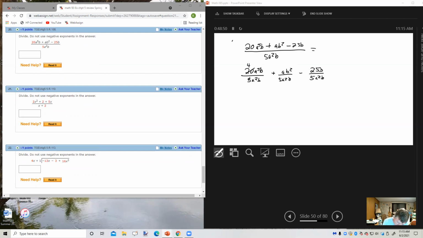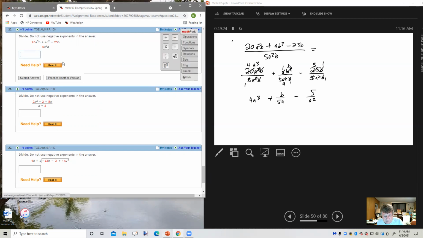20 over 5 is 4 over 1. A to the 5th over a squared is a cubed, and b over b reduces down to 1. So I've got 4a cubed plus a over a squared is 1 over a, and b squared over b is b over 1. So plus b over 5a, and then minus 25 over 5 is 5 over 1. B over b is 1 over 1. So I've got what? 5 over a squared. And I know I went kind of quickly there, but I think if you go back and look at it, you can follow it.